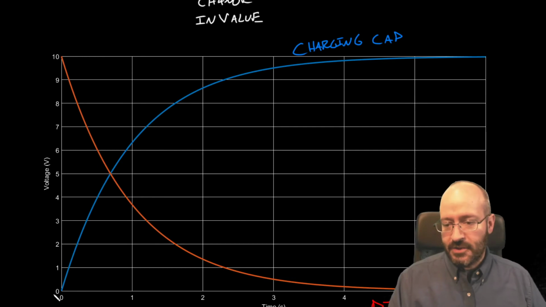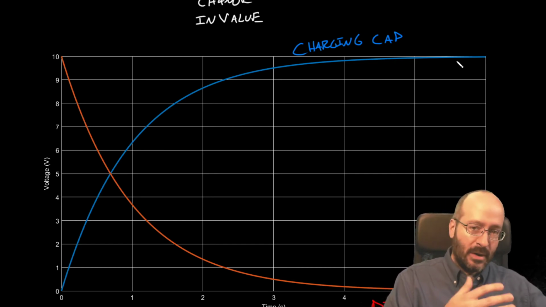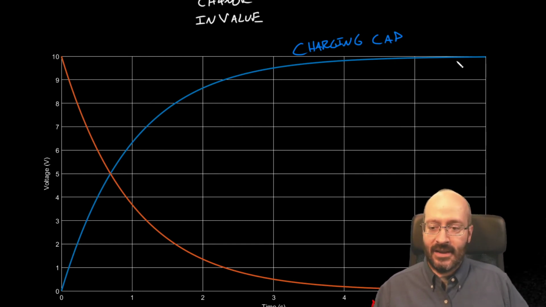Look at all that change in the first second. Okay, so we go up 63%, we go down 63% in that first second, and then it starts to asymptotically approach its final condition, whatever it's going to be in the next steady state.